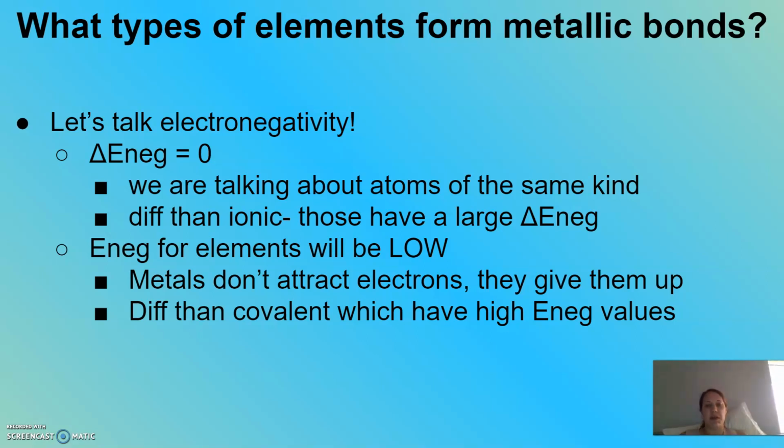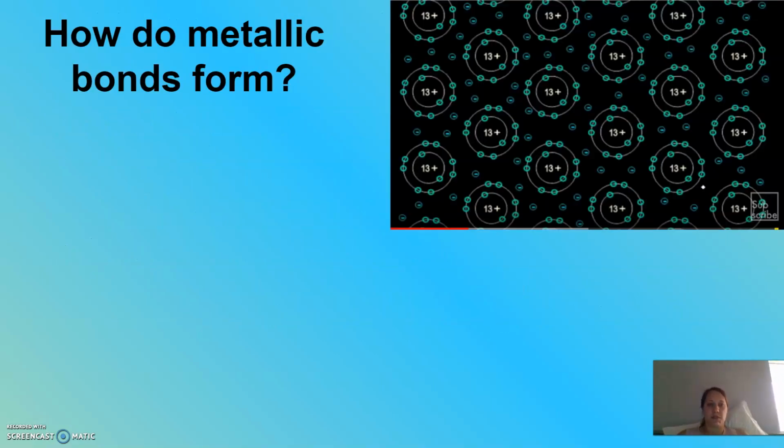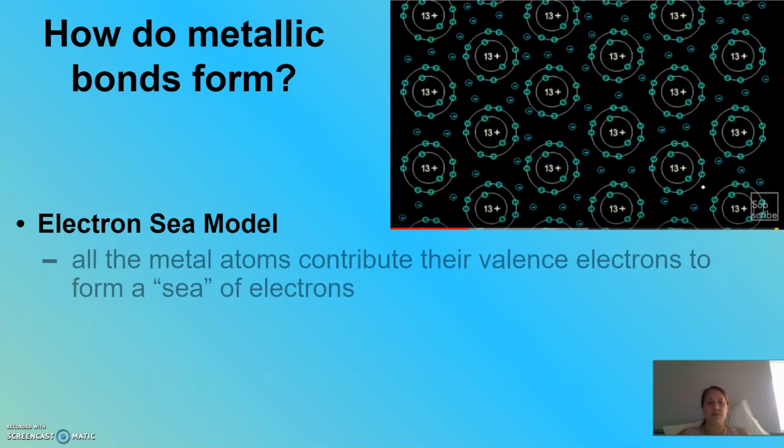And so that's what makes them different than ionic and covalent substances. So in metallic bonds, it's a little bit weird and it's a little bit different than what we've seen previously. It's called the electron sea model. So basically what happens is you get all these atoms together and all of their valence electrons just kind of start to float around the nuclei and non-valence shells. And that's called your sea of electrons.